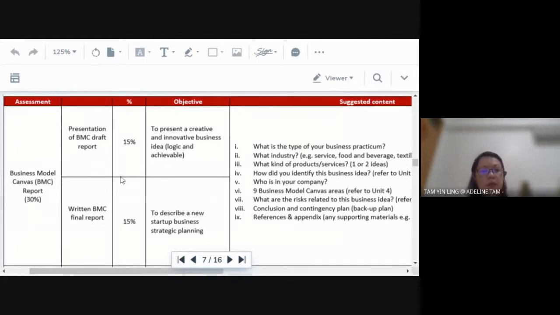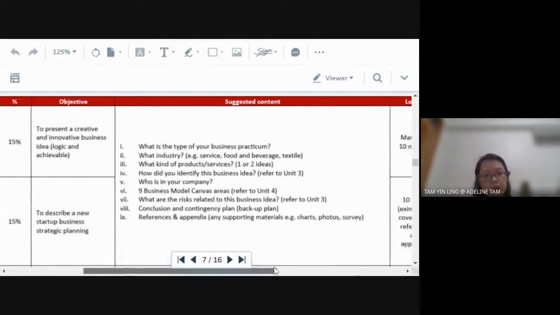So you can see here in the outline, your presentation will be 15%. Your written report is also 15%. Your presentation is to present a creative and innovative business idea. This is the objective, so make sure your product will be creative and innovative. And when you write the final report, you have to describe a new startup business strategy plan. When you present, you can present it in point form, but you know what you are doing, okay? When you write the BMC report, you must write it in more detail.